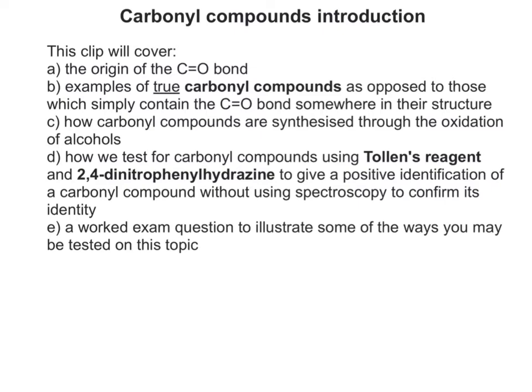We'll look at how we make carbonyl compounds through the oxidation of alcohols, how we test for them using Tollens reagent and 2,4-dinitrophenylhydrazine, and how this allows us to give a positive identification of the carbonyl compound without having to go down the route of spectroscopic analysis. And then we'll look at a worked exam question to illustrate some of the ways you might be tested on this area.